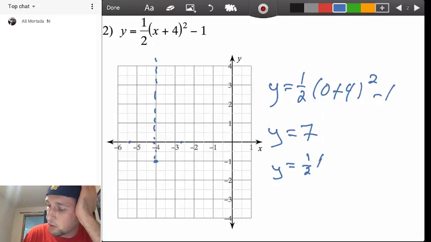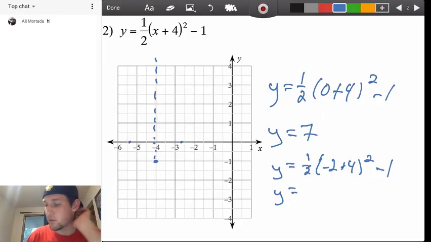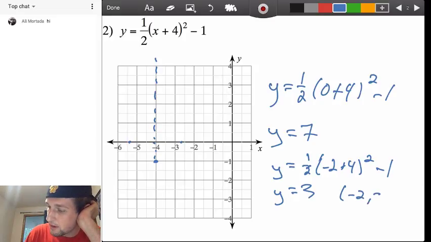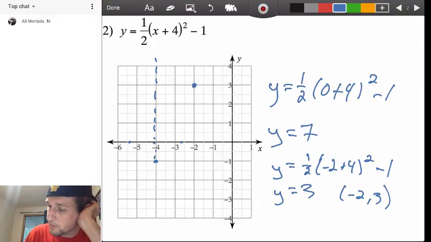-2 plus 4 quantity squared minus 1. And if we do the math, it looks like we get 2 squared is 4, divided by 2 is 2, minus 1 is 3. So we get -2, 3 is an ordered pair. So that's somewhere in that ballpark. And then we'll use symmetry to come up with another one, and oh look, it barely fits. Okay, so we finally got ourselves a parabola there.